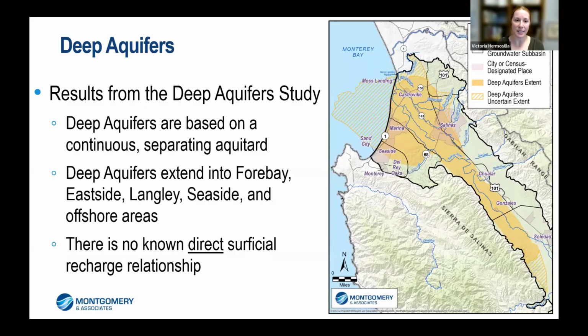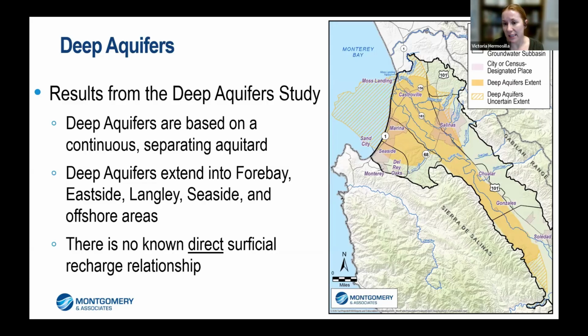And then a note here about the deep aquifers. These are the results from the deep aquifers study. The deep aquifers are present in more of the basin than previously conceptualized, and this is based on a continuous separating aquitard encountered in the subsurface. Where this aquitard is found, we find the deep aquifers extend into the forebay, eastside Langley, and seaside subbasins, as well as offshore areas.